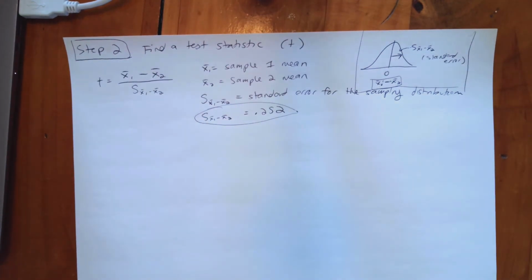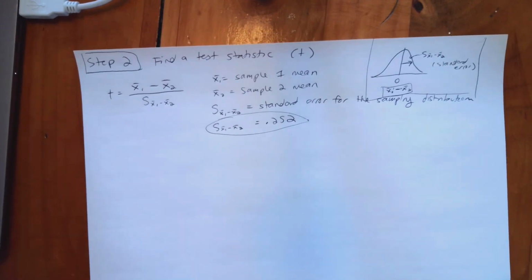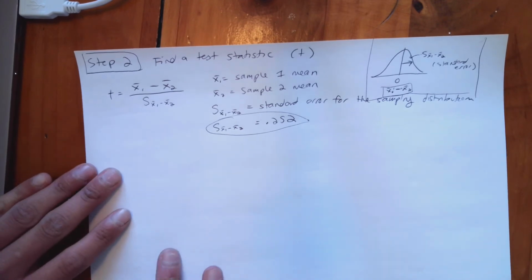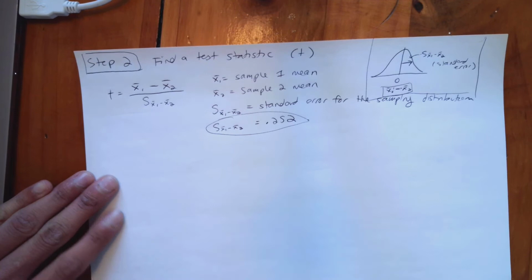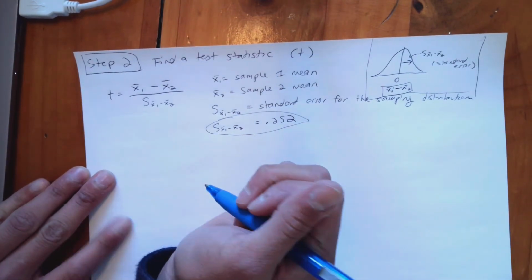So once we have that, the rest of this is pretty easy. So this looks similar to other equations to find test statistics that we've seen before. So our z-score, our t-statistic for the one sample t-test. And all we really need to do now is plug things in, because we have all these values.